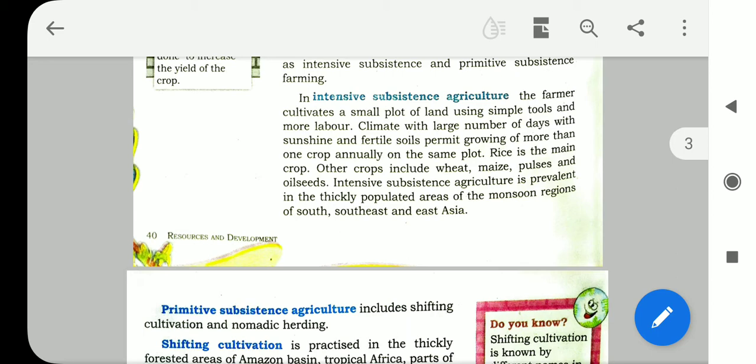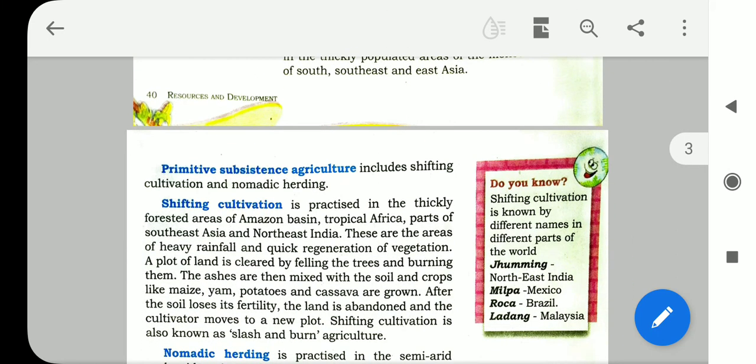Primitive subsistence agriculture means the ancient peoples. They move from one place to another, as they have no land of their own and no permanent settlement. In thickly forested areas, they roam and practice a type of cultivation like shifting cultivation. Another farming is nomadic farming.